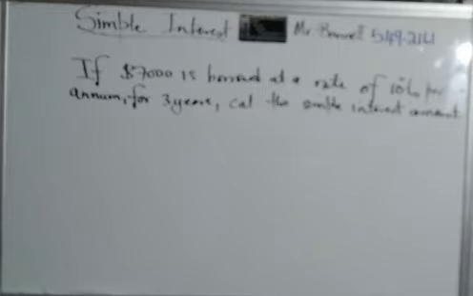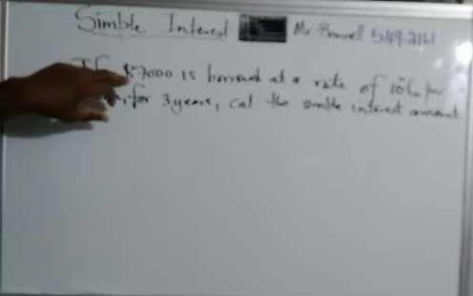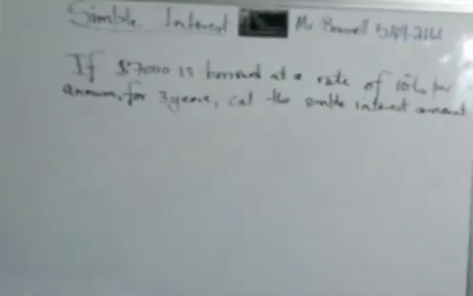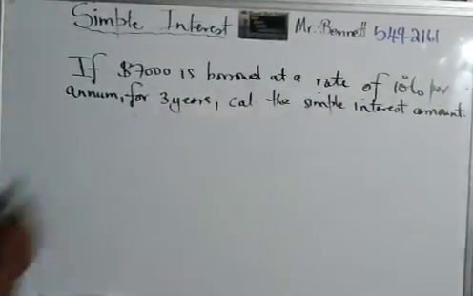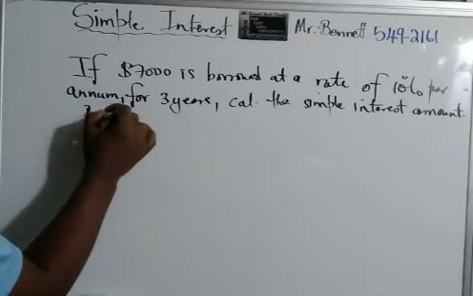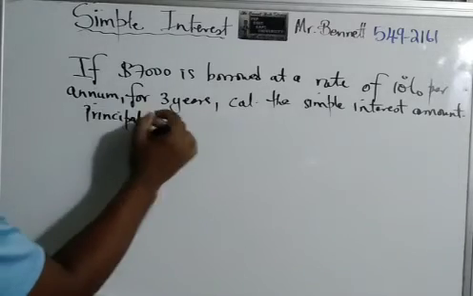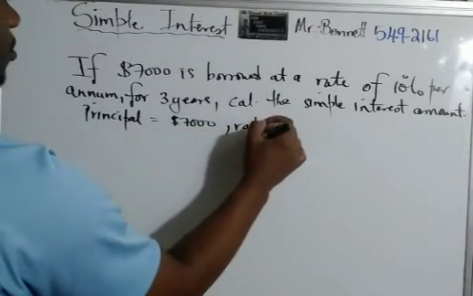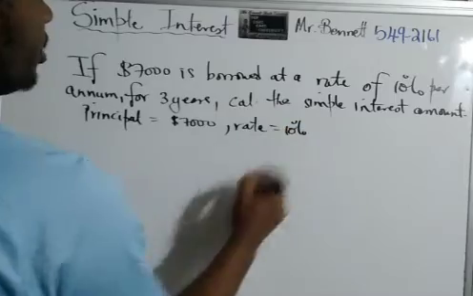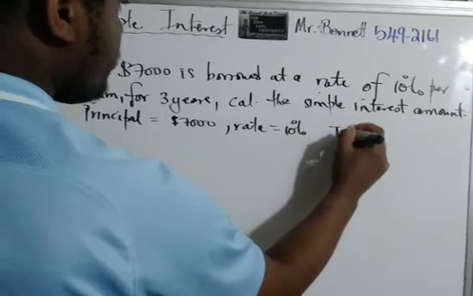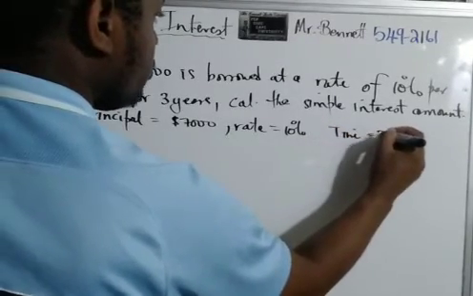Before we go anywhere, we need to look at what this $7,000 is: the principal, or the amount borrowed. 10% represents the rate, and this represents the time or the duration, right? So let us put that in perspective. The principal, or the money amount borrowed, is 7,000. The rate is 10%. The rate is always expressed in percentage, so the 100 comes in. And the time is 3 years.